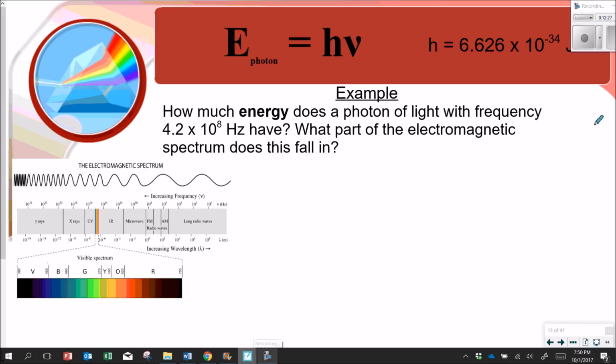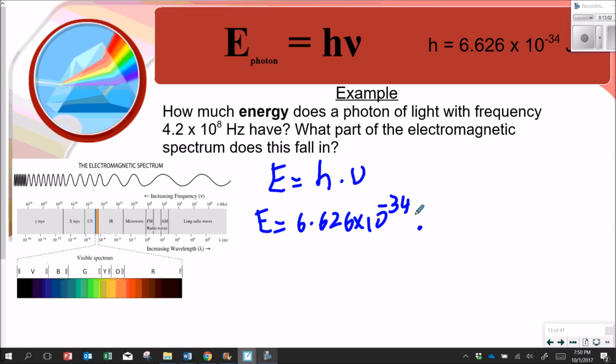So let's do a calculation using this equation. How much energy does a photon of light with frequency 4.2 times 10 to the 8 hertz have? And what part of the electromagnetic spectrum does this fall in? So again, we start with our equation. E equals h, Planck's constant, times v, which is the frequency. Then we plug in our numbers. So E equals 6.626 times 10 to the negative 34 multiplied by the frequency, which is 4.2 times 10 to the 8.